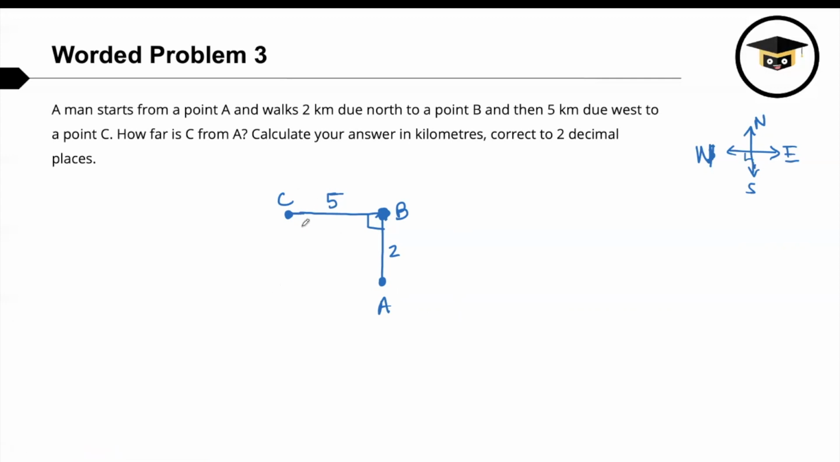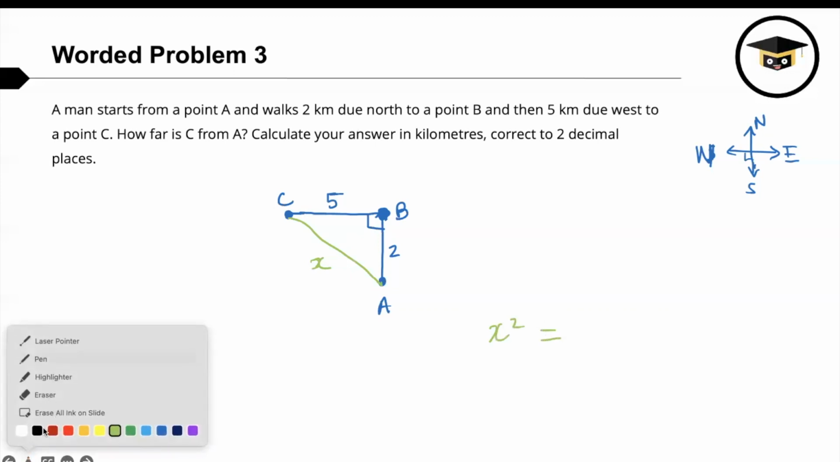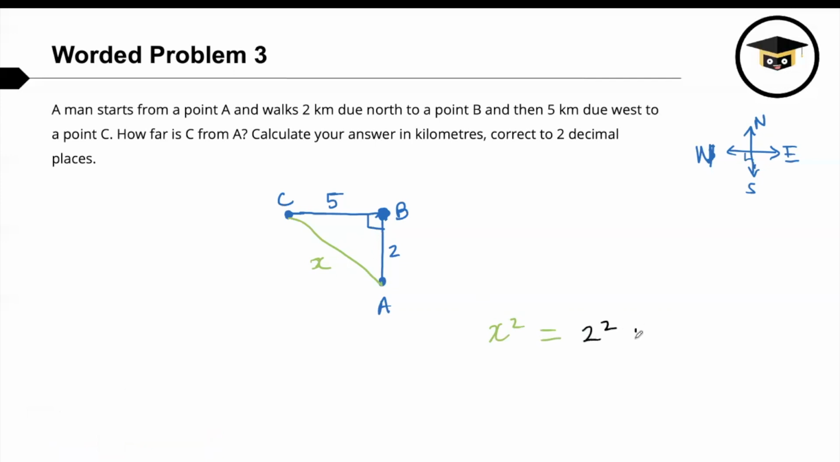So what they want us to find is this distance here, the green. And that's going to be our hypotenuse. So let's just call that x. So once again, we're going to write the Pythagorean statement. x squared is equal to, first short side is going to be 2, so 2 squared plus 5 squared. That means x squared is equal to 2 squared is 4, 5 squared is 25. So that means x squared is equal to 29. And then to make x the subject, we just square root 29, put that into your calculator.